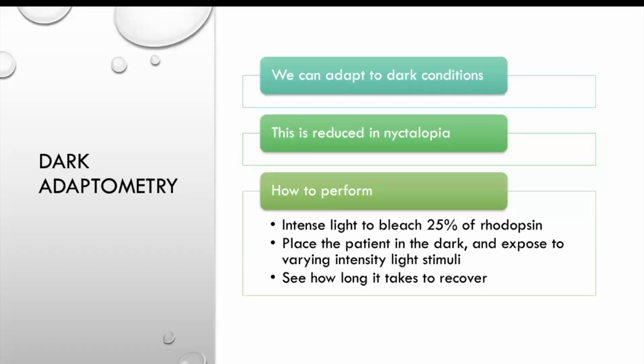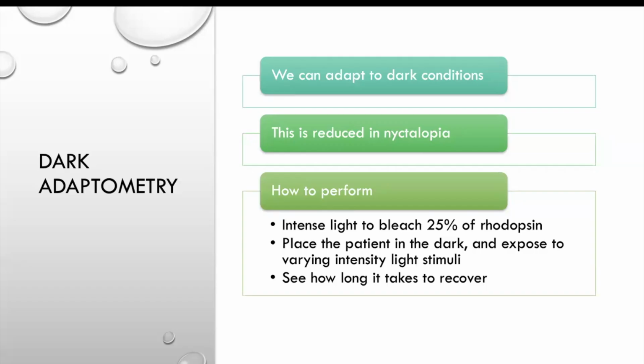And then finally, in this quick tour of your EDTs, we look at dark adaptometry. This is essentially looking at how the eye adapts to dark conditions. These responses are going to be reduced in things like nyctalopia, when looking at patients with, for example, retinitis pigmentosa. And the way you perform it is you first have to completely bleach the eye with light.